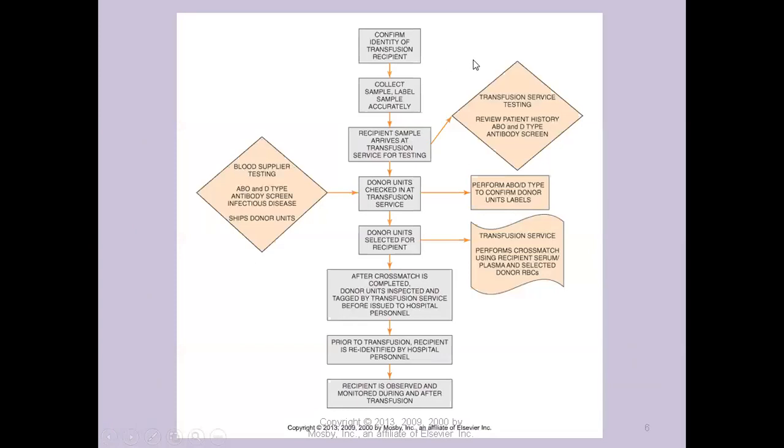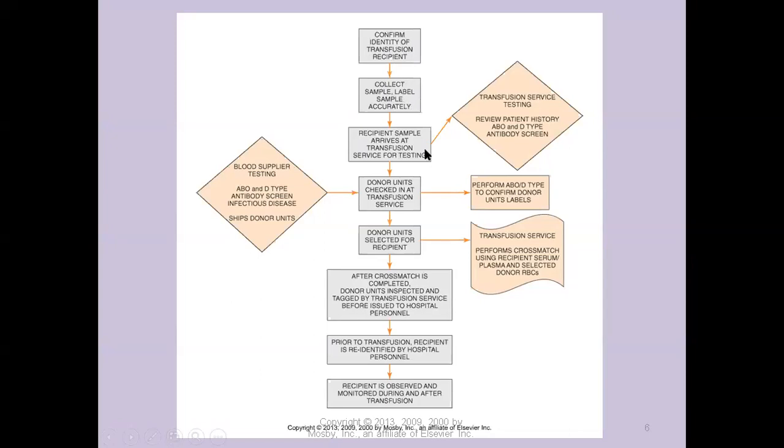This is a nice flow chart from our textbook that really outlines the entire process of a transfusion, and it's very, very detailed, okay? So of course, the identity of the recipient should be confirmed. And so this is part of the phlebotomist's job. They collect a sample from the recipient and label it. And so we learned in 102 how oftentimes clinical sites will use an additional means of identification to make sure it's accurate on that recipient.